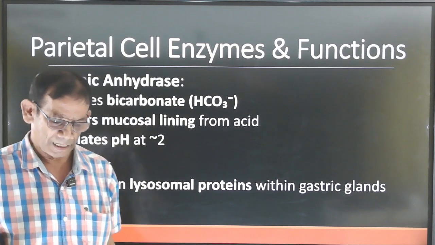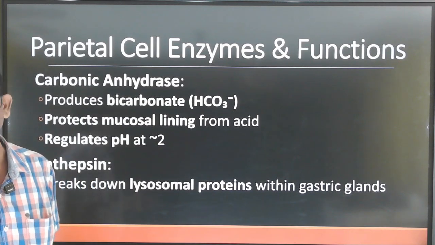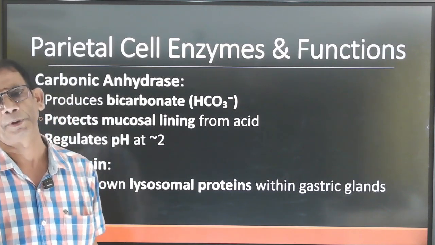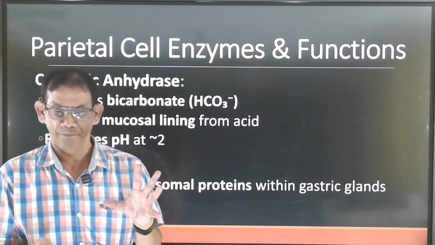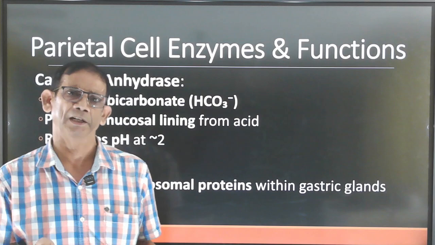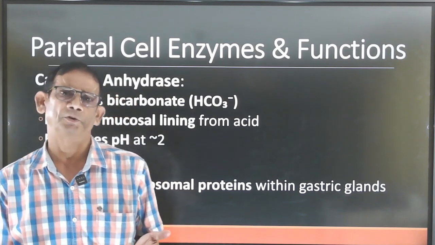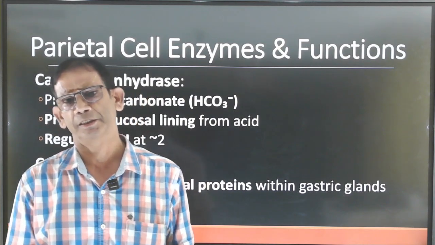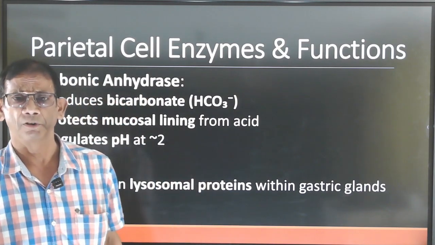And at the same time, it also secretes another enzyme, cathepsin, which helps in the activation of lysosomal protein. What is lysosome? Lysosome is a particular structure present in the cell, which is also called suicidal bag.